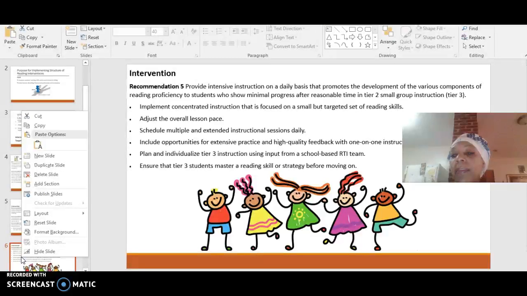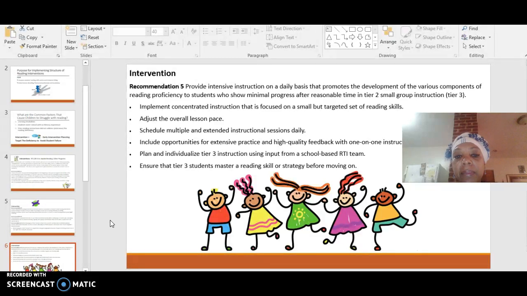Towards the end of the week, you want to check in with the student and ask them how they think they're doing. How do they believe their reading is improving, and what other strategies do they think we can use with them? It's good to get their input as well because it empowers them to want to be a part of the intervention process, even more so than just a subject, but to really be a part of it. You want to ensure that Tier 3 students are mastering the skills before you move on.